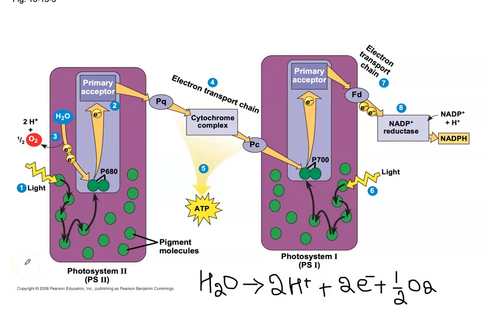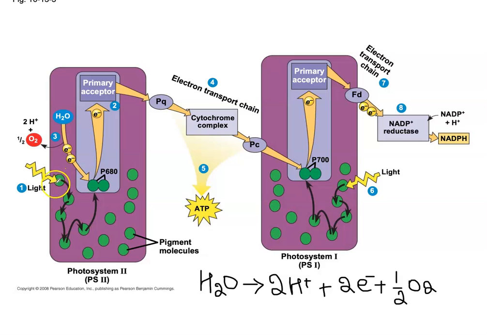We're going to look at the first step of the light dependent reactions. The first step is water comes into the plant. Water comes into the plant through the stomata, the little pores underneath the leaf, which are guarded by guard cells that open and close. Water is taken into the chloroplast, and it is hit by light.